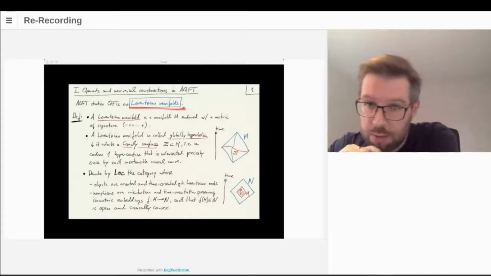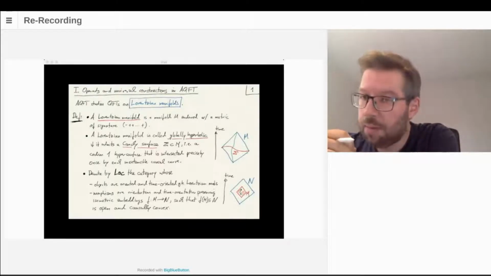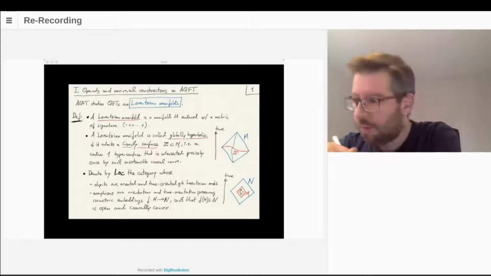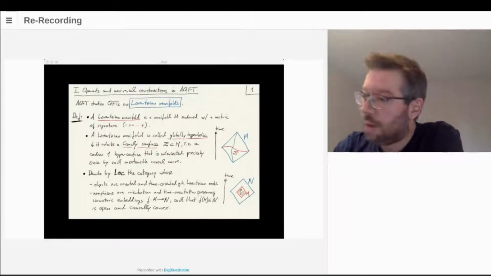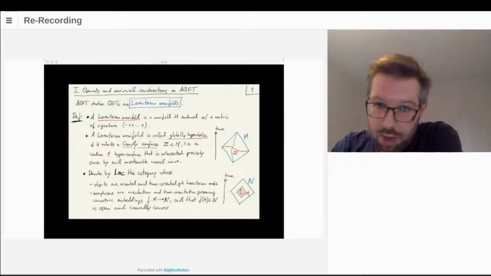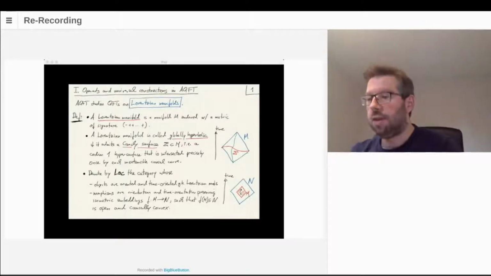Lorentzian manifolds are these kinds of manifolds which feature in Einstein's general relativity to describe spacetimes. Klaus Fredenhagen gave in his lecture series a nice summary of AQFT, so I can be relatively brief here, but I would like to remind you of some basic definitions and features of Lorentzian manifolds.